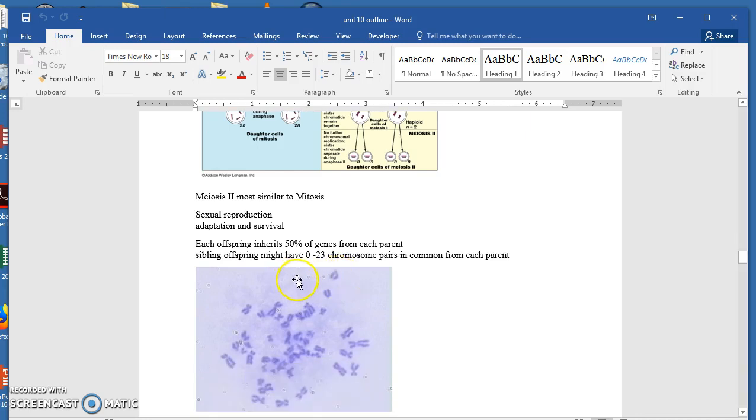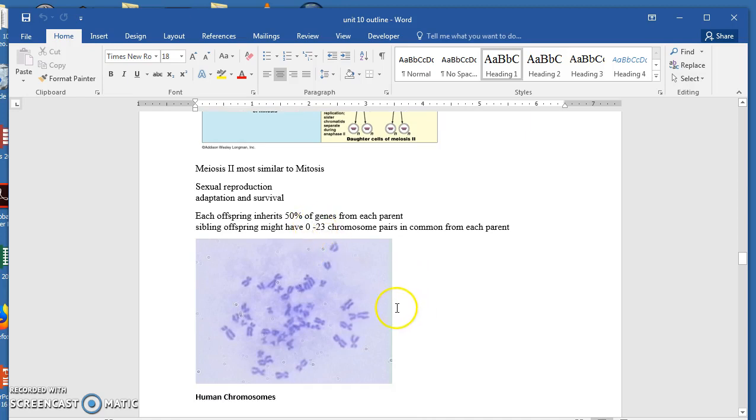Keep in mind that each offspring, from a sex cell from one parent and a sex cell from another parent, will have 50% of the genes from each parent. And sibling offspring from the same two parents can have anywhere from 0 to 23 chromosome pairs in common with each parent. Very unlikely that they'll have 0 or 23. It would be somewhere in the middle, which would be more common.